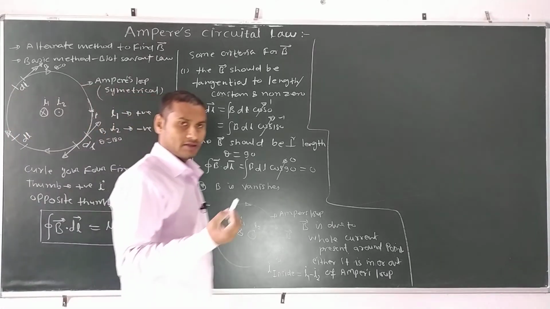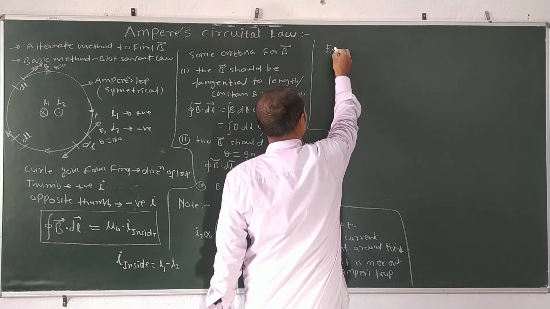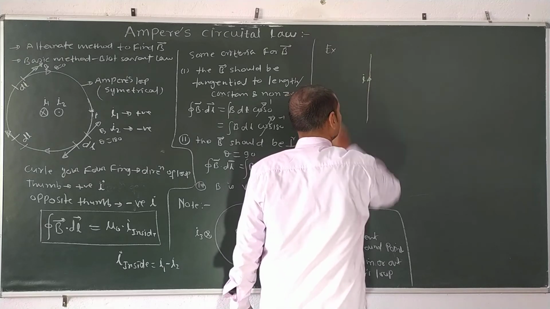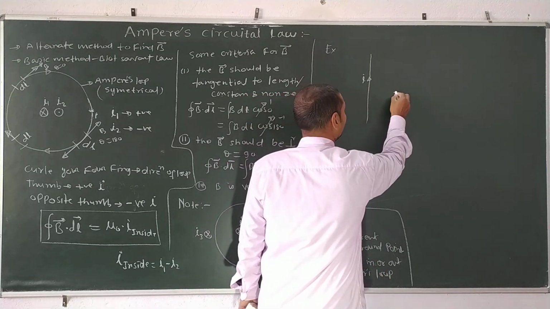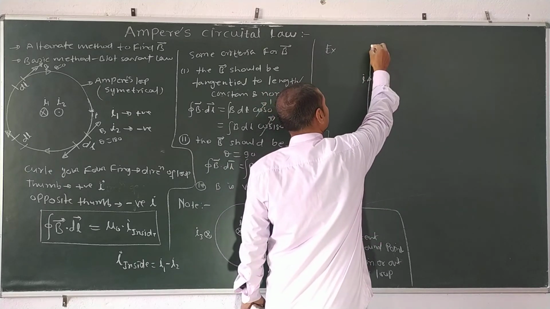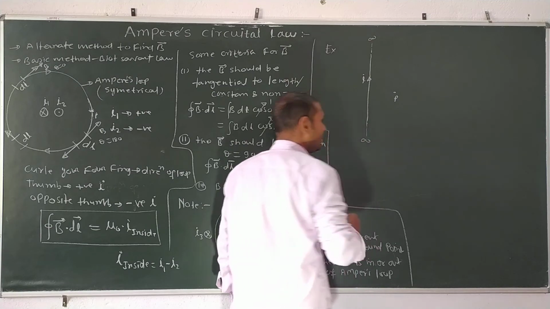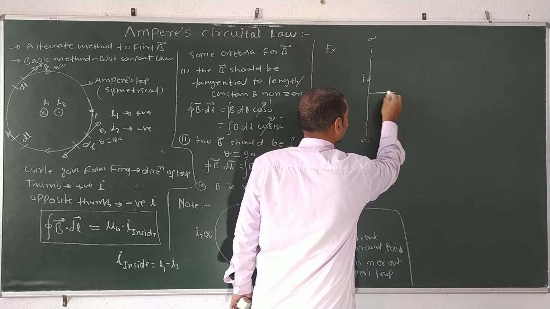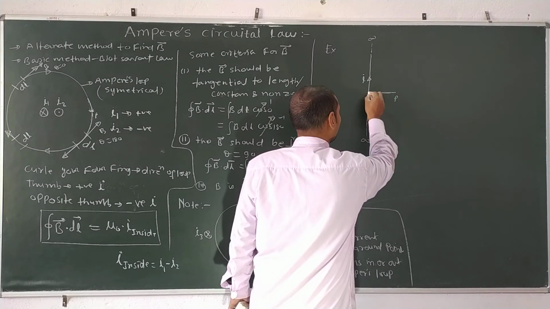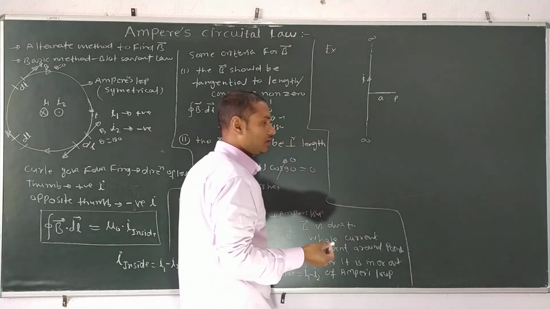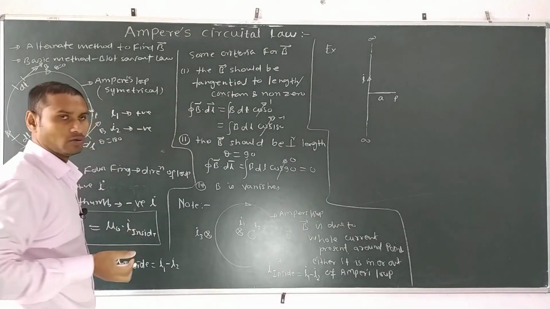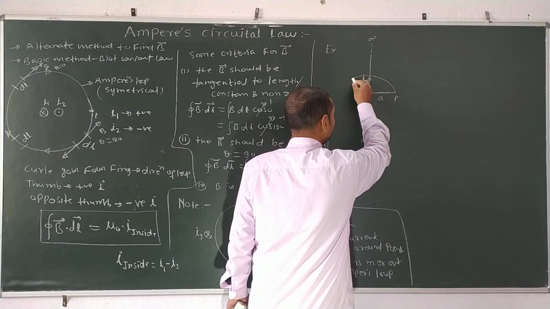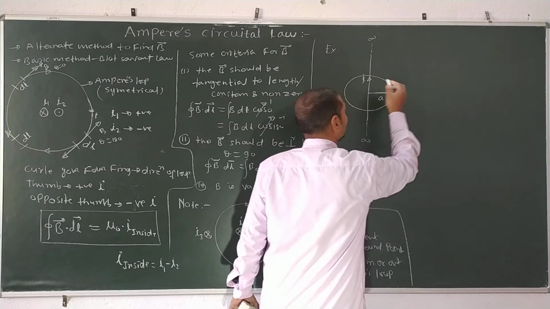Okay, and there is an example. If there is a wire having a current I and you want to find the magnitude of magnetic field at a point P, and the wire is of infinite length, at a distance a from this wire, then we use Ampere's circuital law to find the magnitude of magnetic field at a point P. Then we draw an Ampere's loop which is passing through the point P.